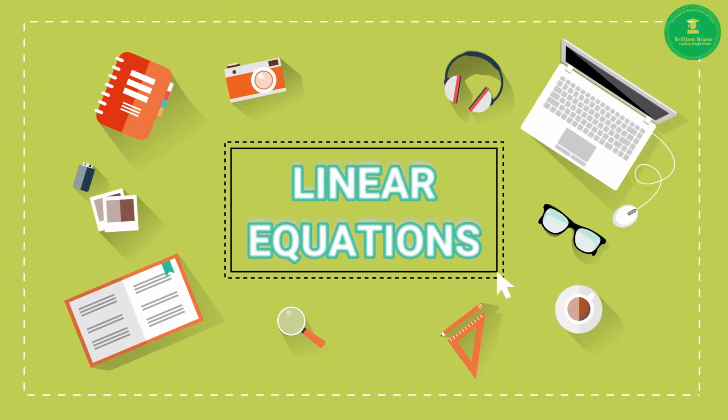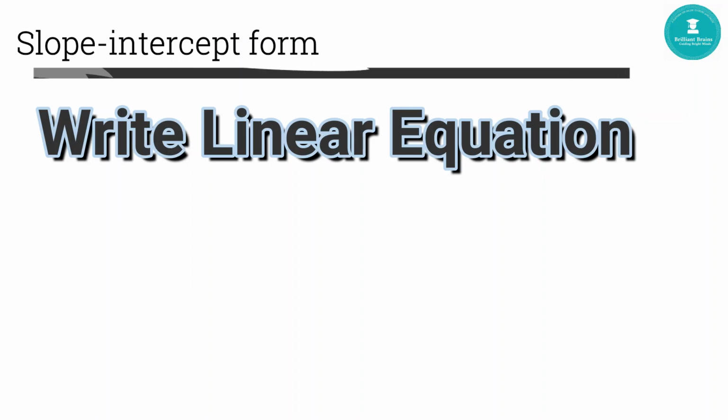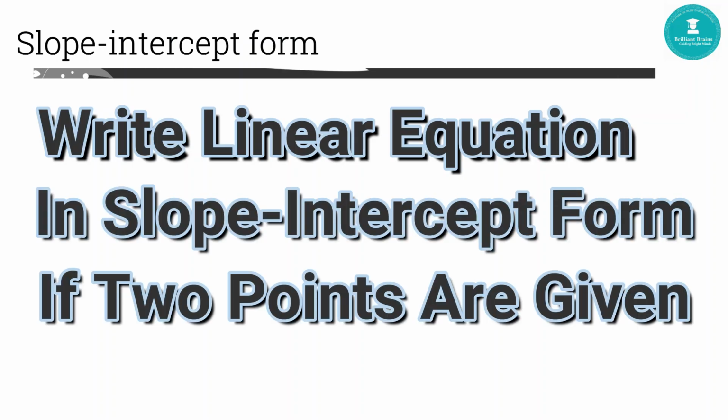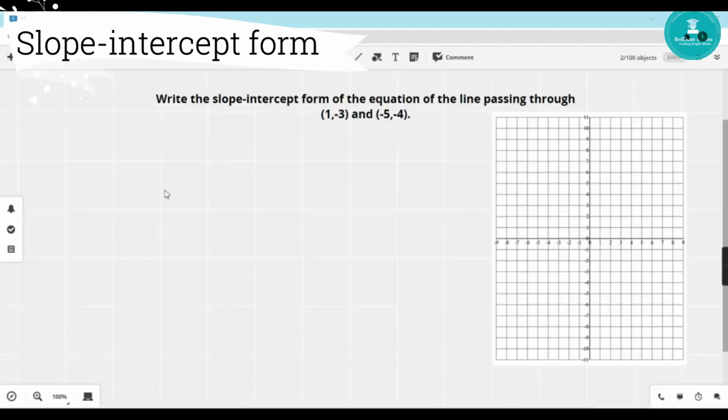In this video, we're going to learn how to write a slope-intercept form of a linear equation if 2 points are given. Alright then, let's start the video. The question is, write the slope-intercept form of the equation of the line passing through (1, -3) and (-5, -4). Okay, we have to convert these points into a slope-intercept form.